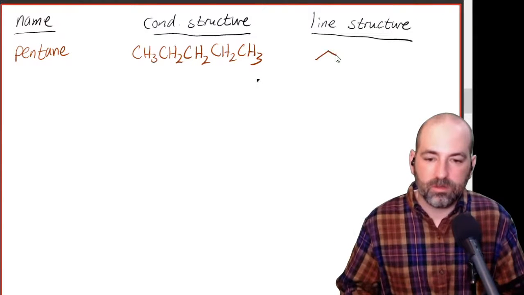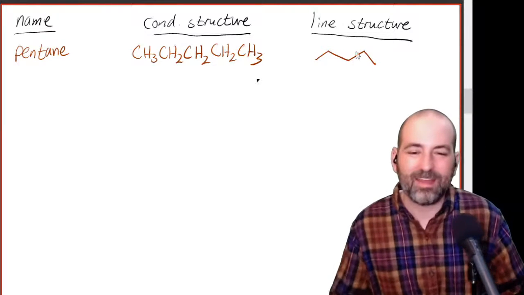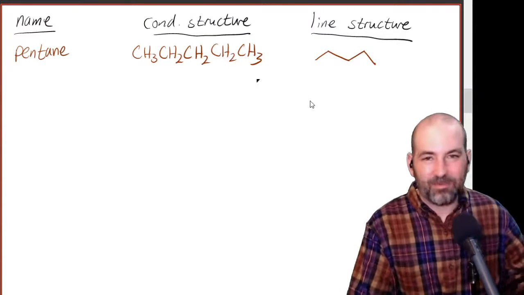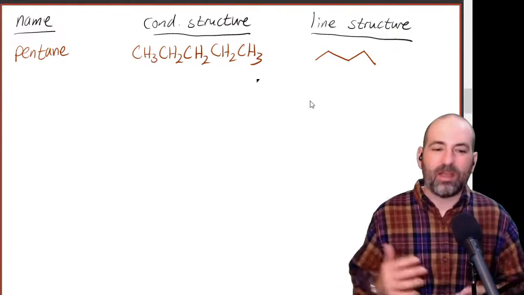So 1, 2, 3, 4, 5. That's it. My 5th one got kind of a weird angle on it. Those should all be nice and even, but it's fine. Again, as long as everything's connected properly, that's the most important, not how pretty your bond angles are.